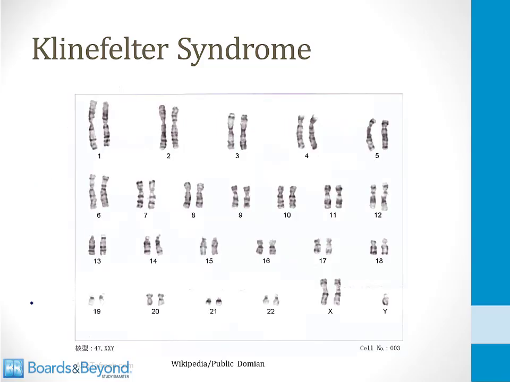This is a karyogram of a patient with Klinefelter syndrome. You can see that there are two copies of all the numbered chromosomes, and then there are also two copies of the X chromosome and one copy of the Y chromosome. Thus, this patient has 47 chromosomes and 3 sex chromosomes with an extra X.